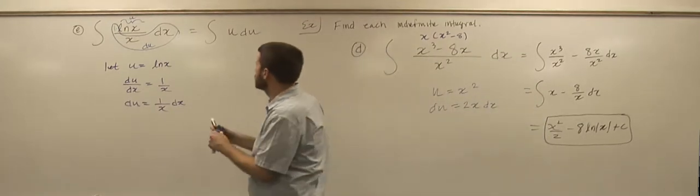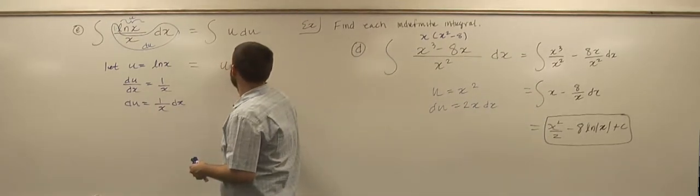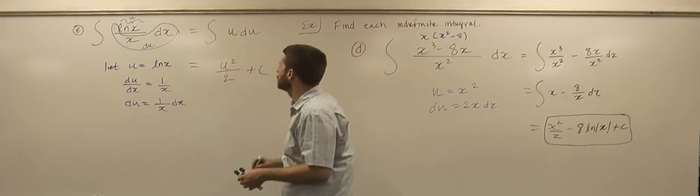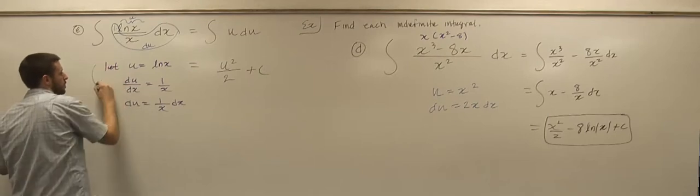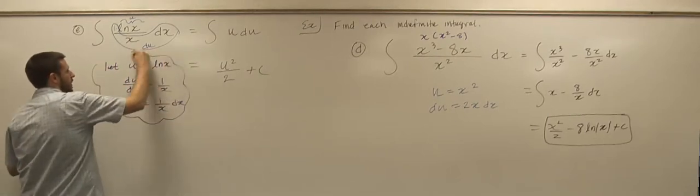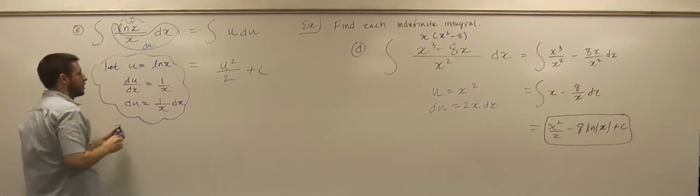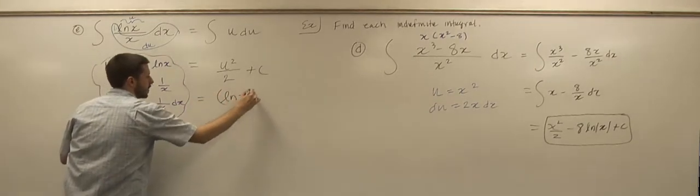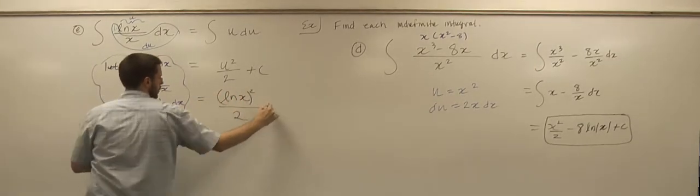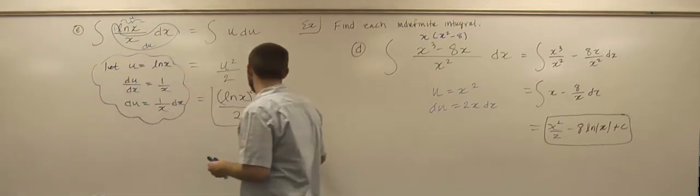So the integral of u is u squared over 2 plus a constant. Then I plug my u back in. So I get ln of x squared over 2 plus a constant.